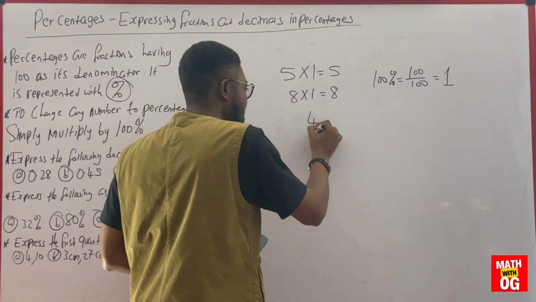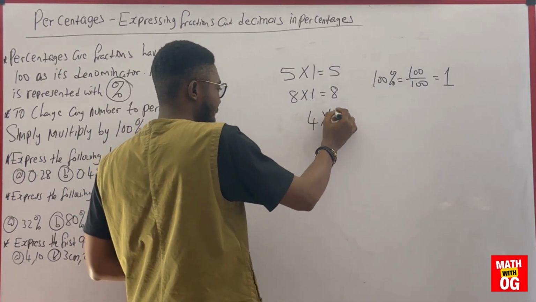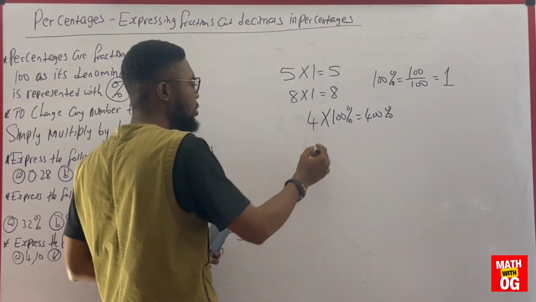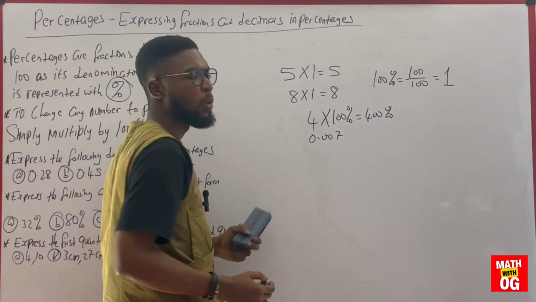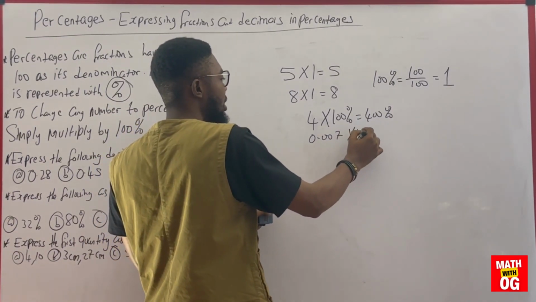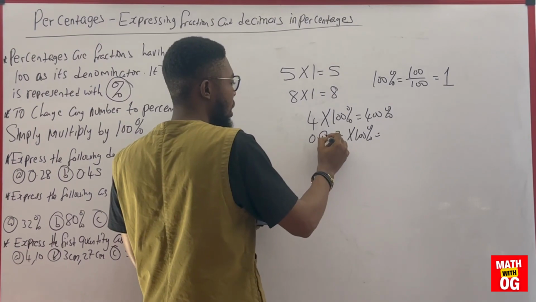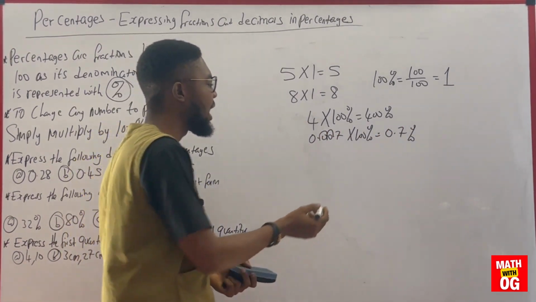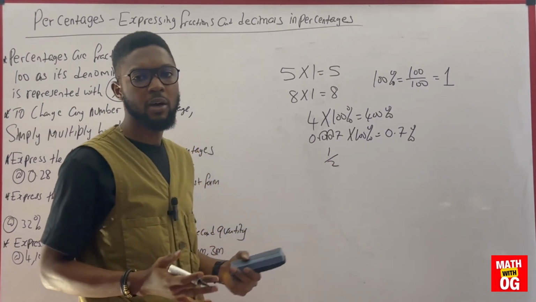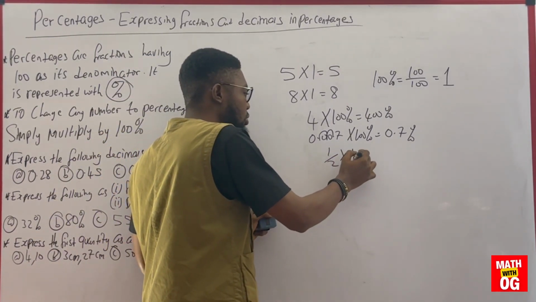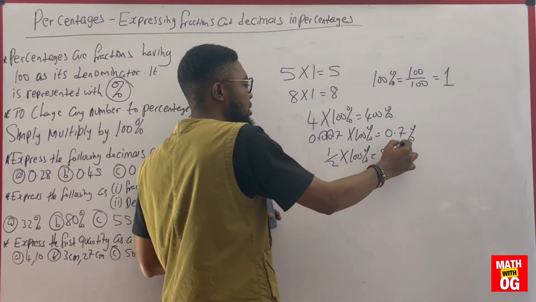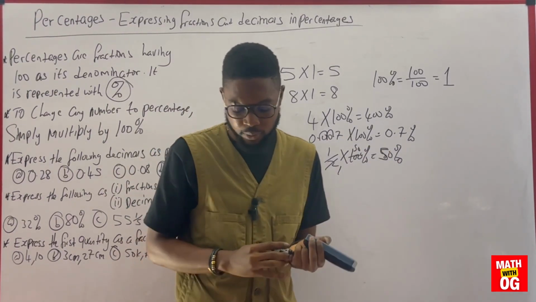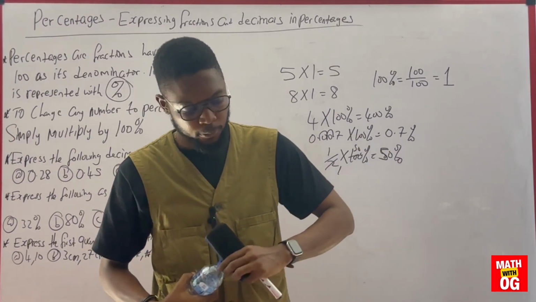I have 4. What is 4 in percentage? Multiply this by 100%. So this will give us 400%. I have a number 0.007. What is this in percentage? Multiply by 100% and this will give us 0.7%. As easy as that. I have a number 1 over 2. What is 1 over 2 in percentage? Multiply by 100% and this will give us 50%, because 2 here, 1, 2 here, 50. As easy as that.